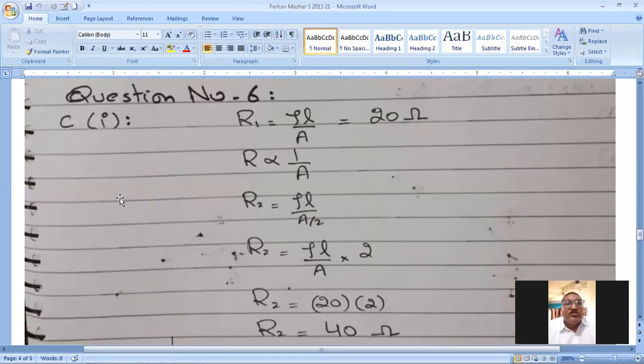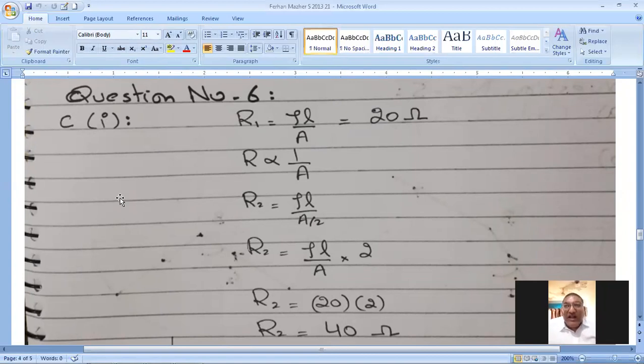So here on your screen, see the first part. R1 is equal to rho L by A, which is 20 ohm resistance. And we know that R is inversely proportional to area. So R2 will be rho L, where L is the same and rho is also the same. Not density, this rho is for the resistivity. But this cross-sectional area is half the cross-sectional area of the original wire. So that 2 will come on the side. Rho L by A, its value is 20. So 20 multiplied by 2 gives 40 ohm. So this is what I have done mathematically.